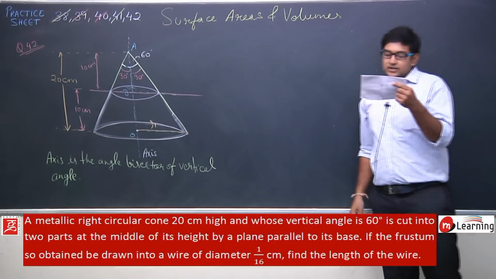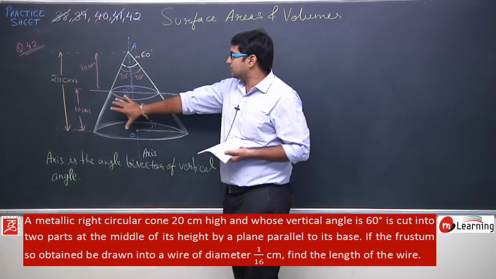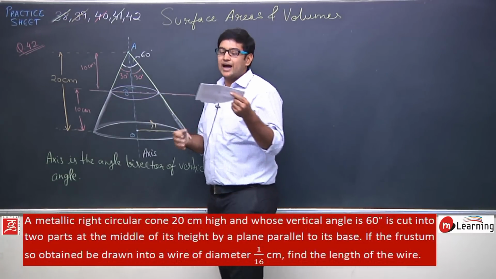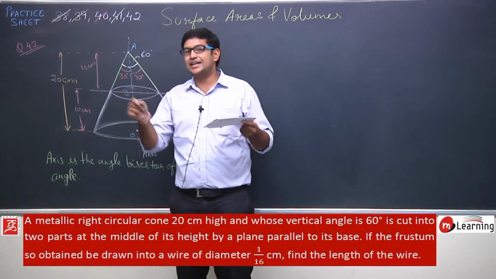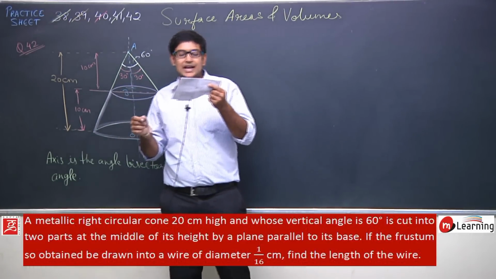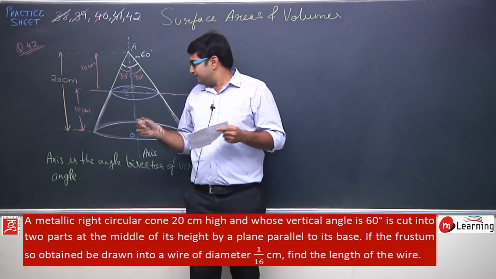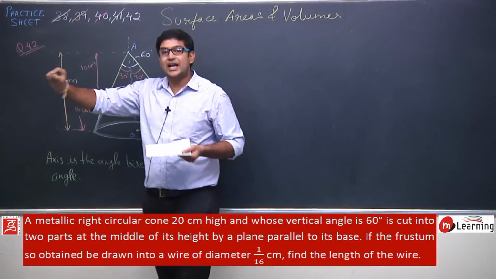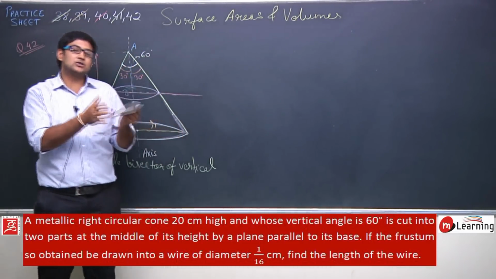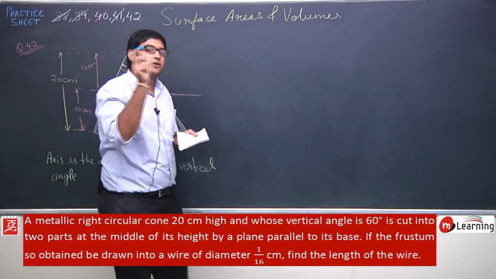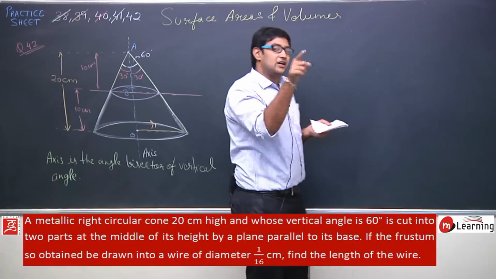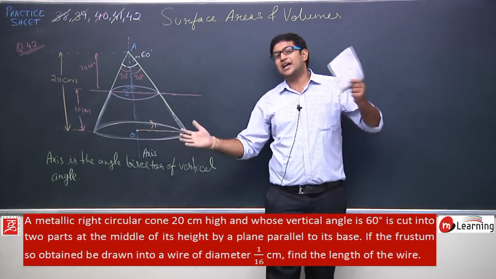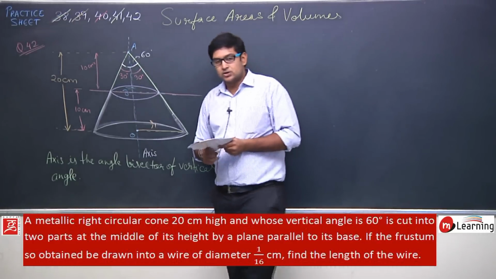What it says further is, if the frustum so obtained is drawn into a wire of diameter 1/16 centimeters. So try to understand what exactly I am doing. I am changing this frustum into a wire. It means I am converting this frustum into a wire. This is the concept of conversion of solids included in the frustum. So this is a hybrid question which includes the concept of conversion of solids as well as the concept of frustum.